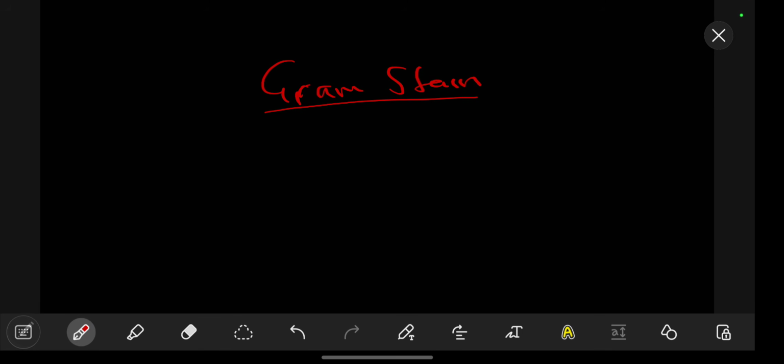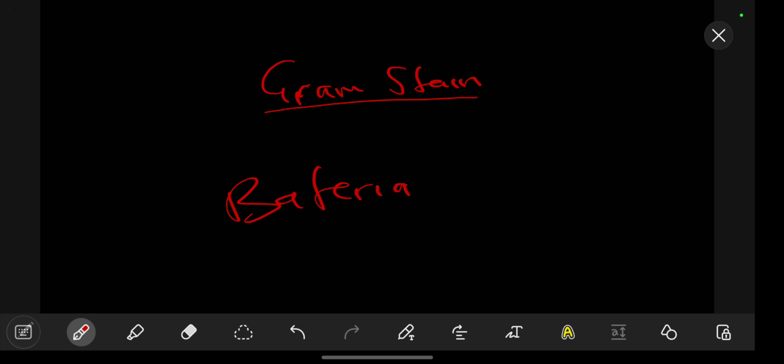So what we are going to be looking at in A-level biology is gram staining. So why is gram staining important? Firstly, gram staining is important because it helps you identify what type of bacteria you are fighting against.